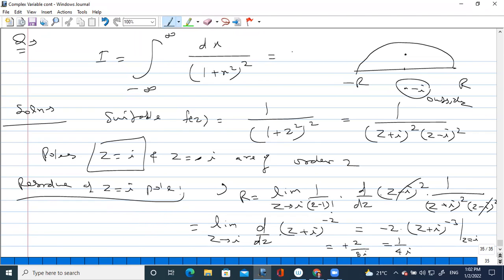So it will be 2 pi I into residue, which is 1 upon 4I. So answer will be pi by 2. Note down this.